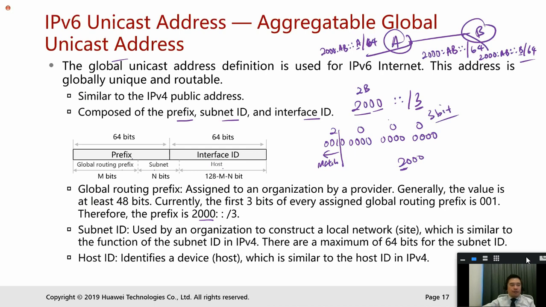64 bits in front, 64 bits behind. Also, the subnet ID can extend into the interface ID. So let's say you do not need that many interfaces, you can also occupy the interface ID bits for the subnet bits. Okay.